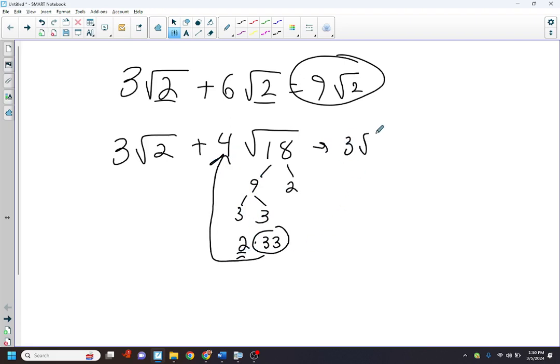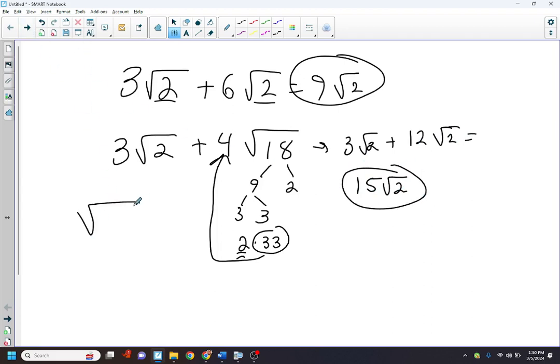So I'm going to rewrite this. This is 3 root 2 plus 4 times 3, which is 12 root 2. Now they match. I can actually add them together. 15 root 2.